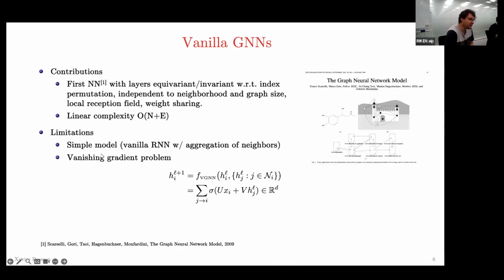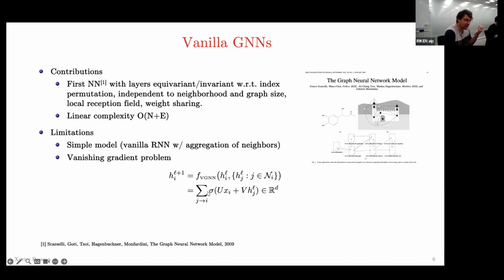So the vanilla GNN was developed actually in 2009 by a team from Italy, before the deep learning revolution. I didn't know the paper when we started developing graph neural networks. It came to our attention a bit later. But it's interesting because in the paper, we already have all the basic components of graph neural networks. Everything was there, basically. You have the equivariance, invariance with respect to index permutation. You are independent of the neighborhood size or the graph size. You have the local receptive field. You have the weight sharing. The complexity is linear with respect to the number of nodes and edges. So everything is there.